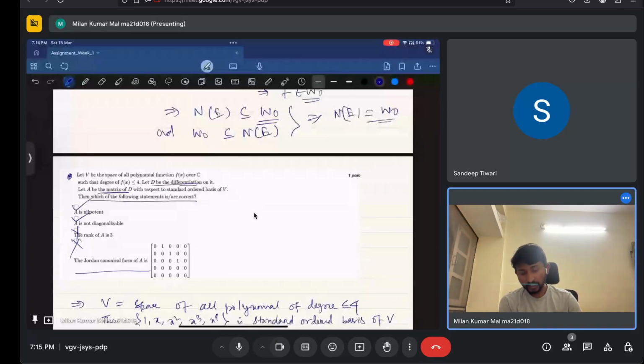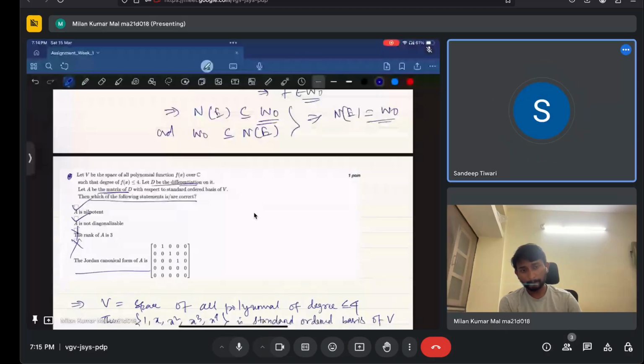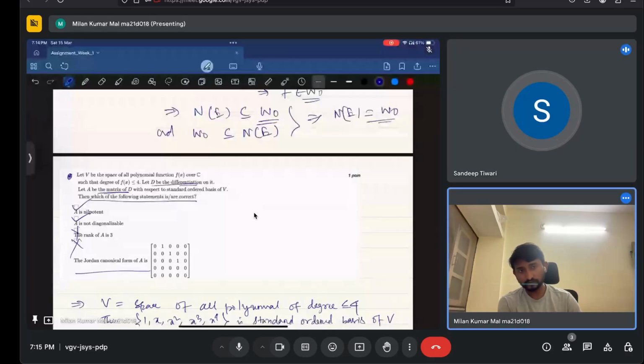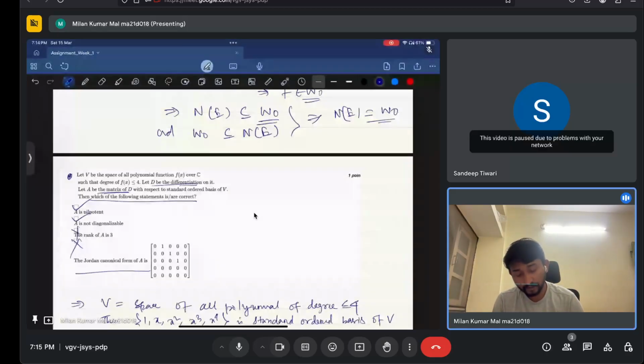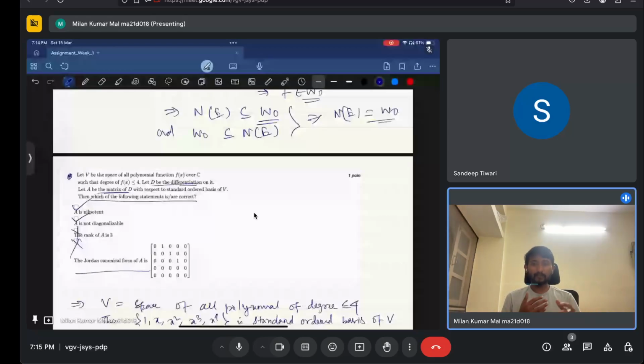Suppose the minimal polynomial is x to the power k. How can we find the Jordan canonical form of A? I'm going to discuss how to find the Jordan canonical form for a different problem. But here, for example, if you know the Jordan canonical form, it is similar to the main matrix, so they should have the same rank. But here the Jordan canonical form has rank 3, so the matrix can't have it. So that is correct.